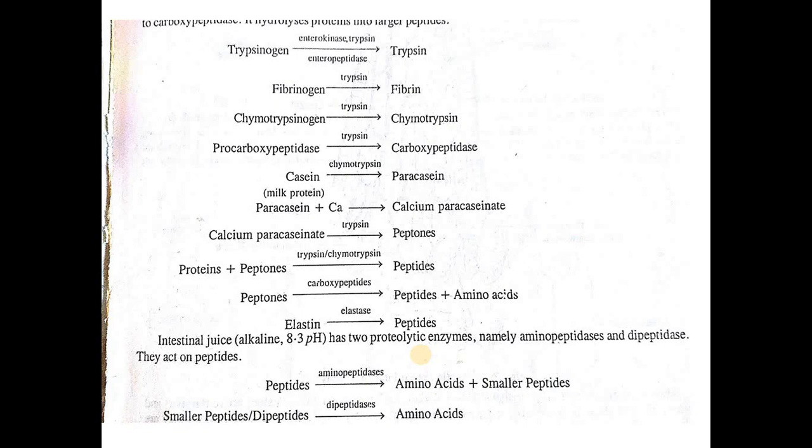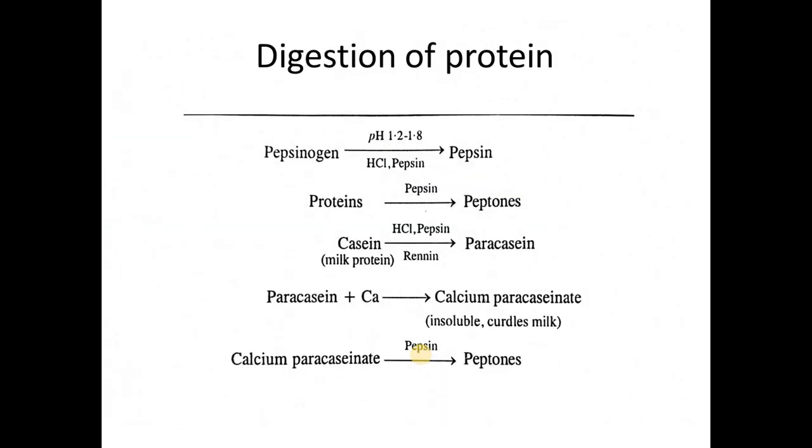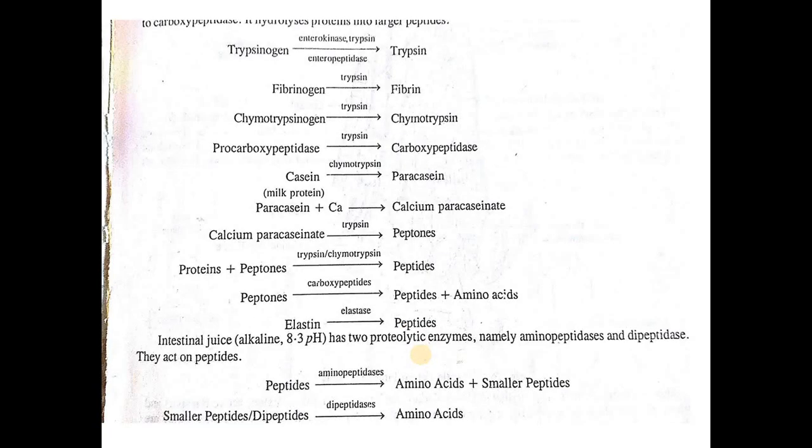Next, the bile does not contain any action on proteinaceous food, except that it helps in making the food alkaline. The pancreatic juice, with a pH of 8.8, contains the proenzymes trypsinogen, chymotrypsinogen, procarboxypeptidase and proelastase. The trypsinogen is changed into the active enzyme trypsin by enterokinase or enteropeptidase of the intestinal juice.